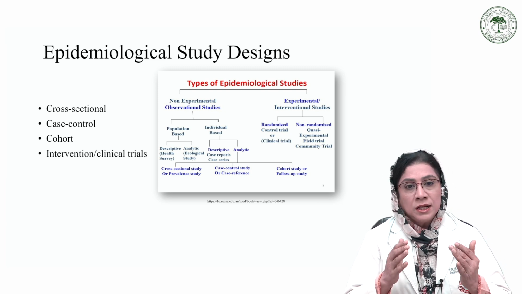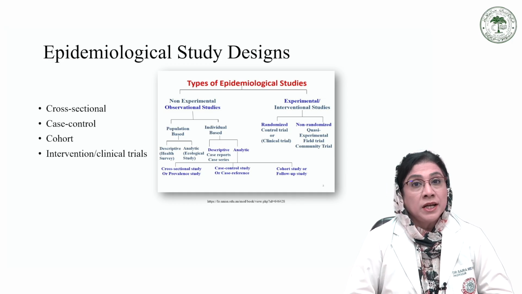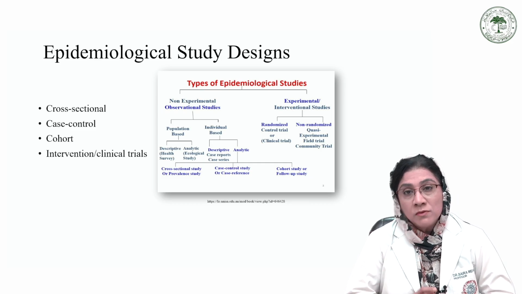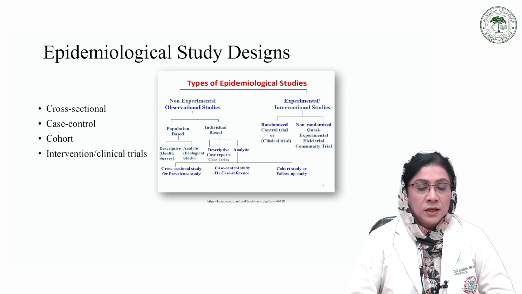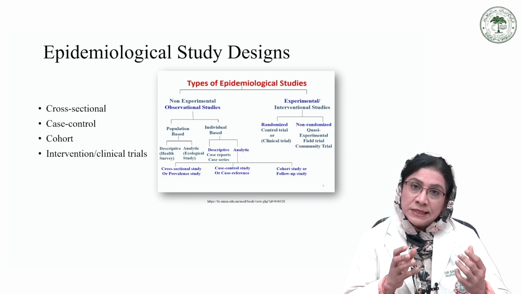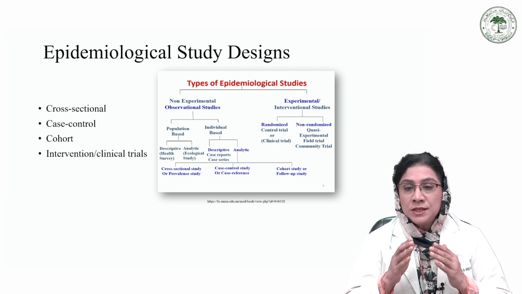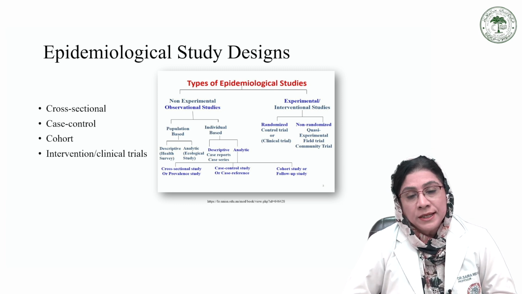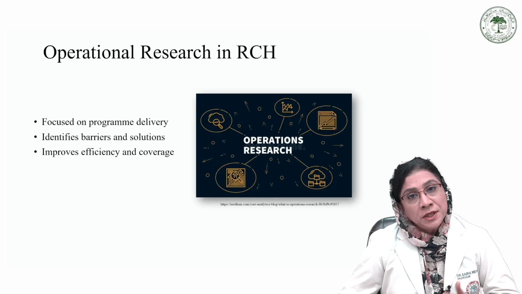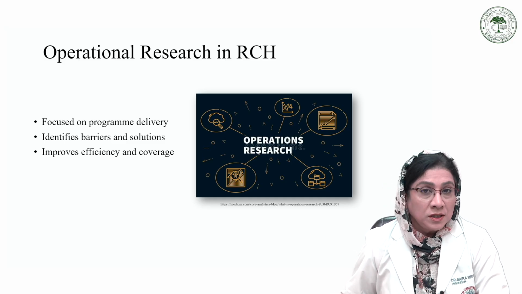For each design, clear definitions of exposure and outcome, good sampling, and careful measurement are essential. Researchers should plan sample size to ensure enough power to detect meaningful differences. They must also consider confounders and use appropriate analysis to avoid misleading results. Finally, choosing the right design depends on feasibility, timelines, ethics, and how directly the findings will guide RCH programs and policies.